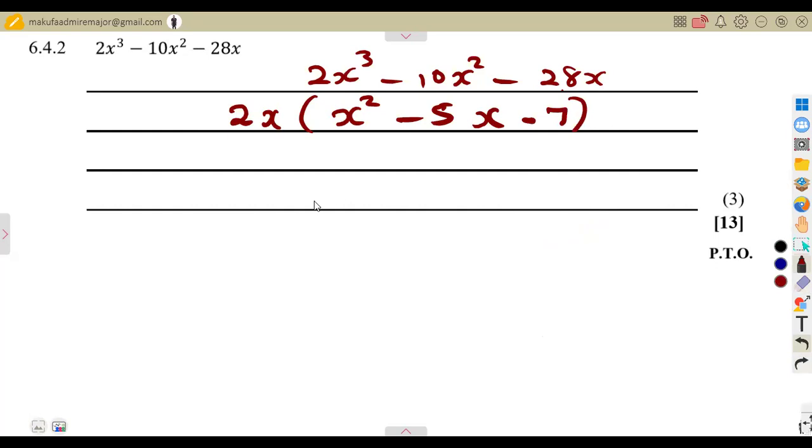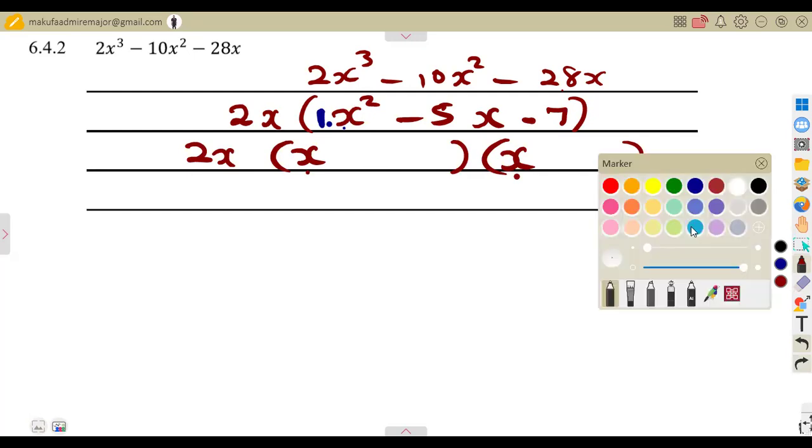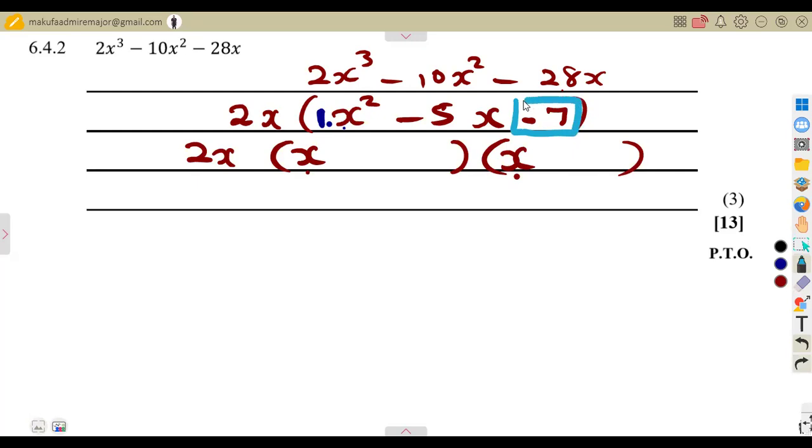So consider that, is it in simplest form? Can we factorize this quadratic expression thereafter? Okay, the highest exponent is 2. That's a quadratic expression. So this is being multiplied by 1. So we can take advantage of the 2 brackets directly, one with x, another one x. Remember, x times x is x squared. So what do you do? You consider the constant, always the constant, which is negative 7. So you're going to need the factors of negative 7.